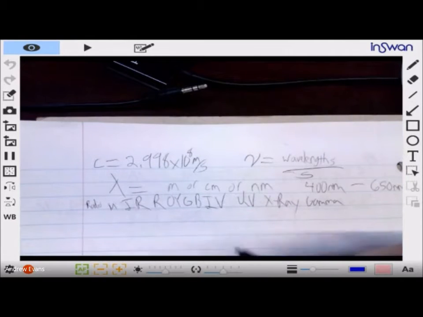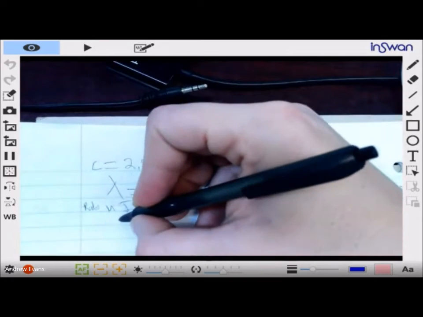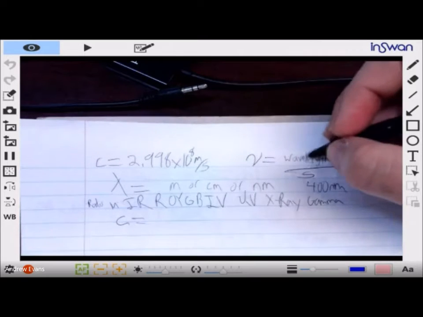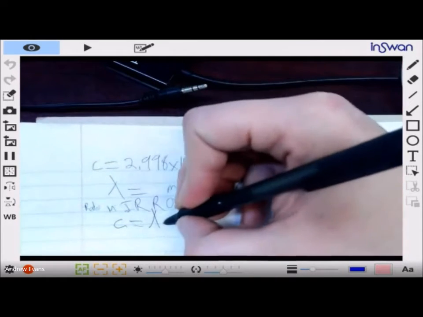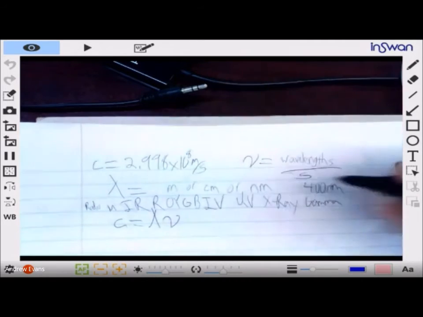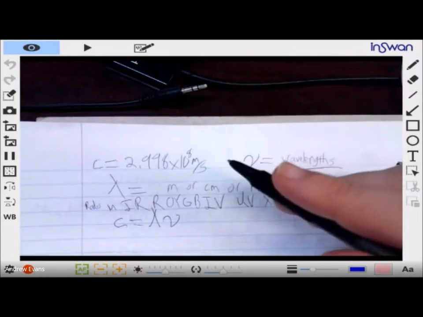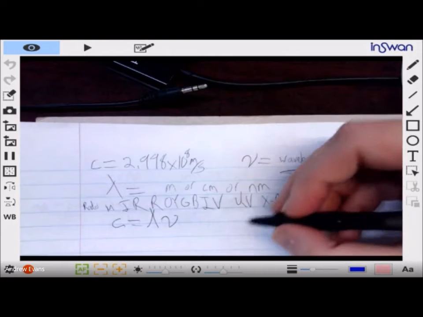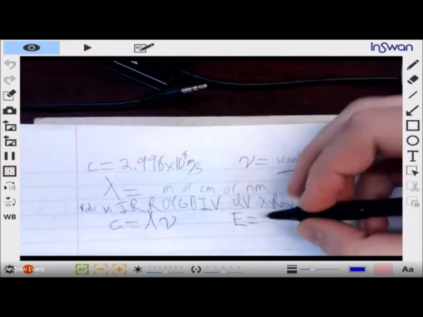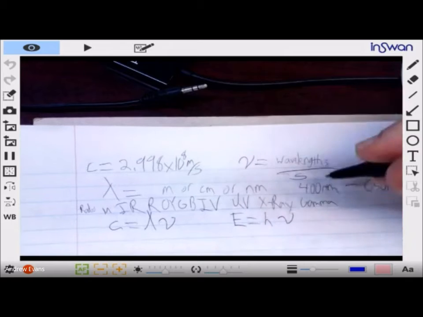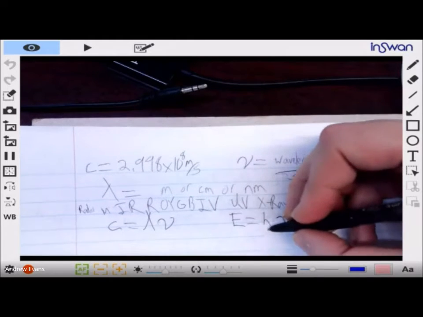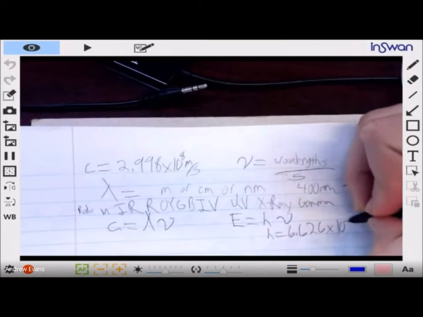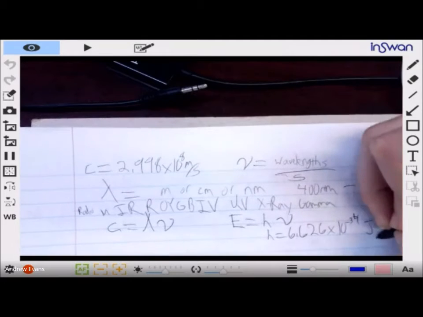There are two major equations from this chapter. Because of the measure of wavelengths and frequency, we can say that these are inversely proportional, so that the wavelength times the frequency is equal to the speed of light. So as one goes up, the other must go down. And the other equation is that energy is proportional to the frequency, where energy is equal to h nu. H is Planck's constant, 6.626 times 10 to the negative 34th joule seconds.